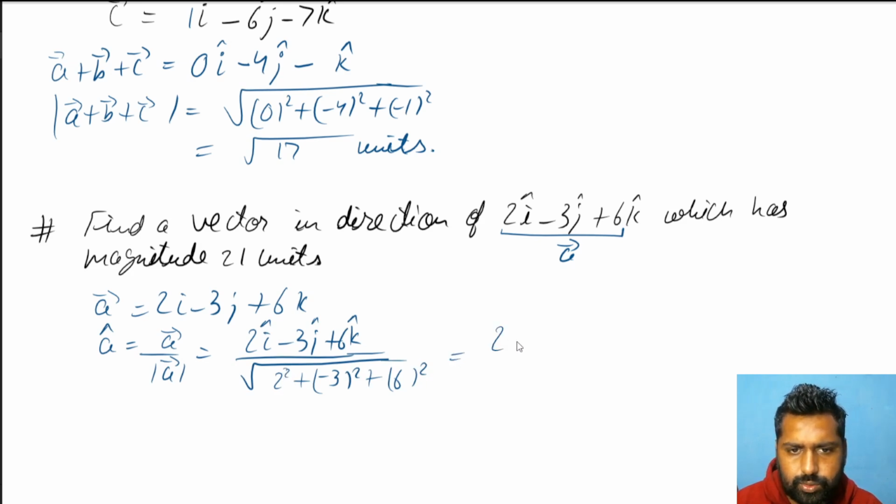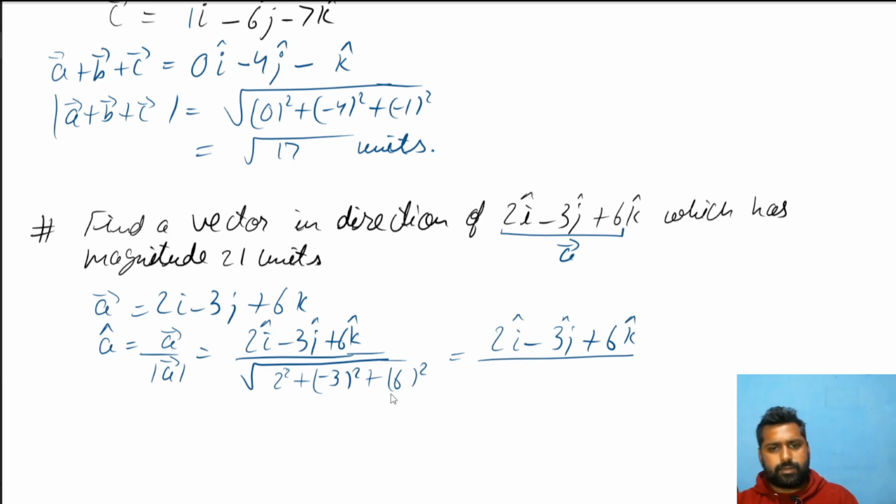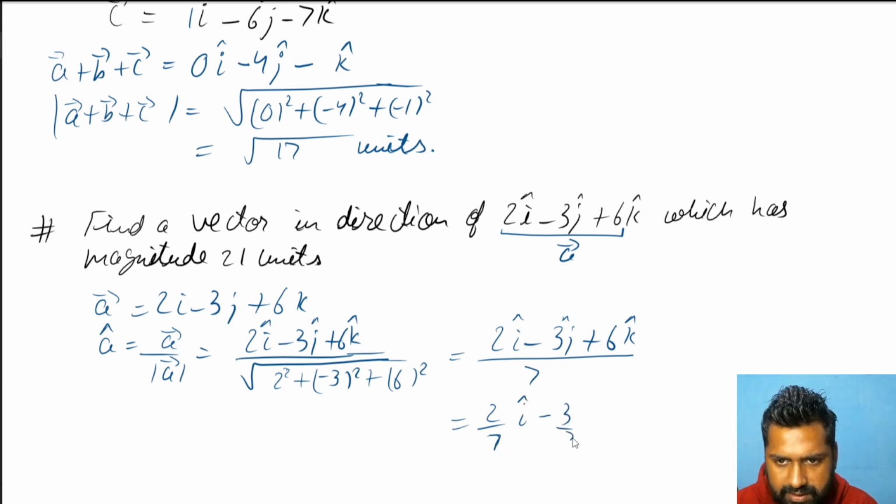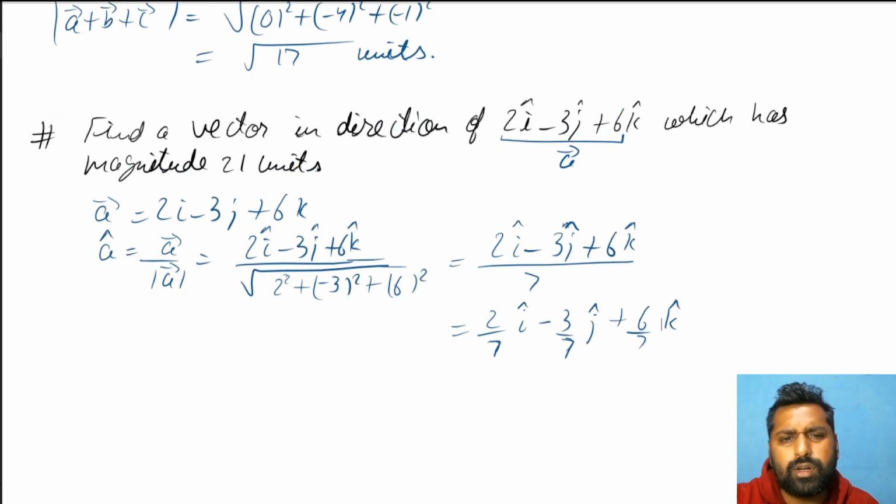So 2i minus 3j plus 6k upon the square root of 4 plus 9 plus 36, which is 49. So the square root of 49 comes out to 7. So basically 2 by 7 i cap minus 3 by 7 j cap plus 6 by 7 k cap. Done. That's your unit vector.